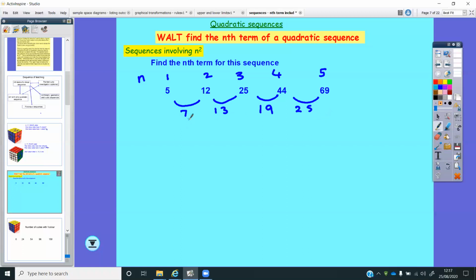So do we find the difference of the difference? I should put signs on here, actually, because we do have increasing sequences and decreasing sequences. So my second difference here is plus 6. Now we say, because the difference of the difference is plus 6, we know that it's an n squared.